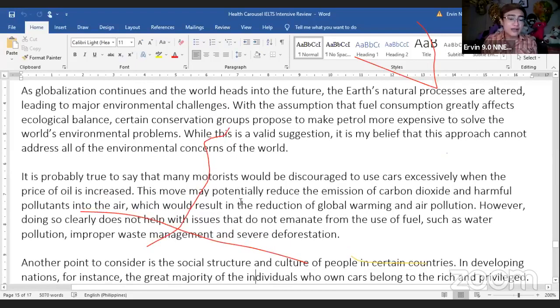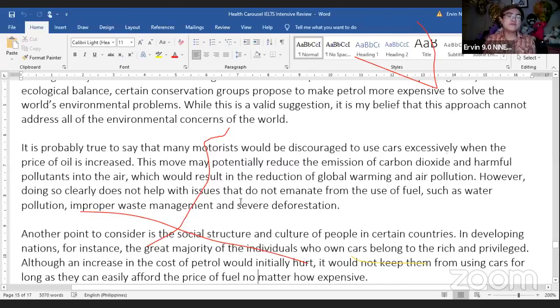When the price of oil is increased, this move may potentially reduce the emission of carbon dioxide and harmful pollutants into the air. Look at how he shifted. He started with probably, excessively, potentially, but this time around, he did not settle for the adverb form. He used an adjective this time, harmful pollutants into the air.